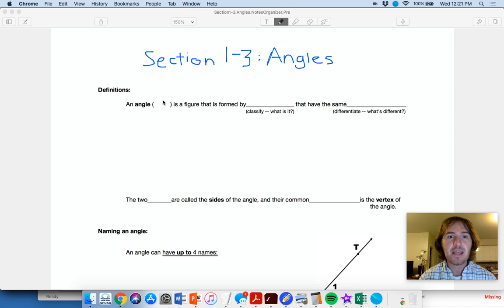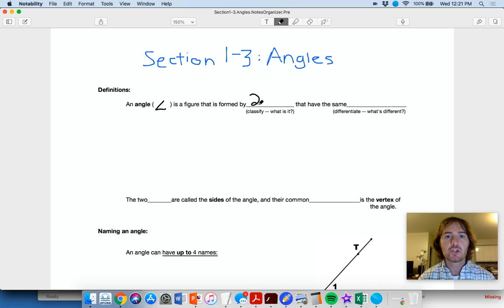All right, so anyways, we have an angle here. When you see this symbol, that means angle. So that is the angle symbol right there. And an angle is a figure that is formed by, what do I have here? Rays. 2 rays to be specific.